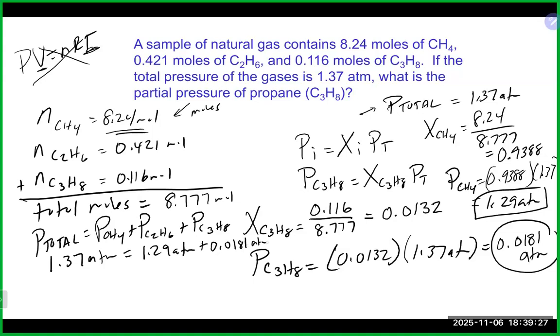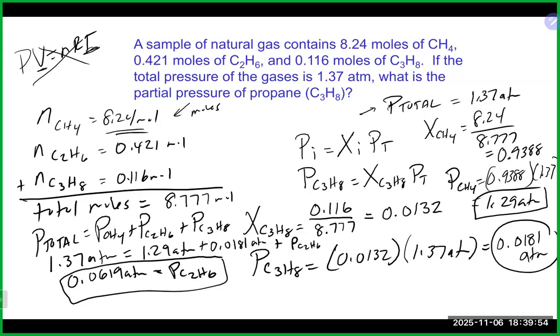0.0181 atmospheres plus the partial pressure of our ethane. So we take our 1.29 plus 0.0181. That gives us 1.31 basically. So 1.37 minus our 1.31 will tell us that we have something like 0.0619 atmospheres is the partial pressure of ethane. So we actually don't need to do our mole fraction on that one. We can just add those two and subtract from the total to give us our total pressure.